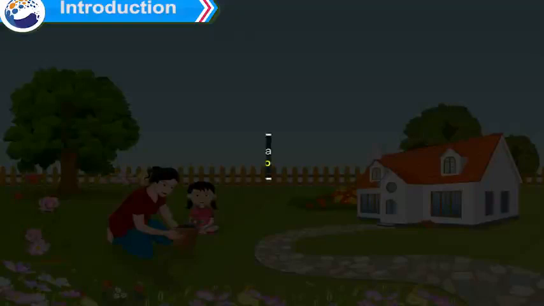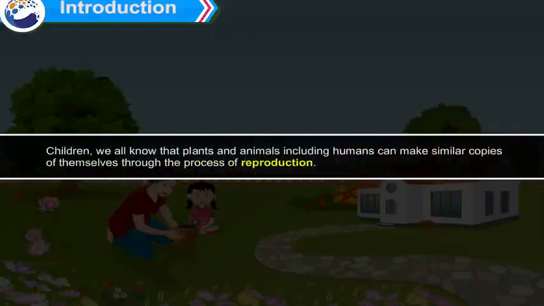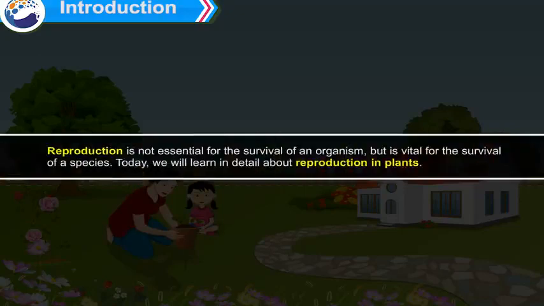Overview and objective. Children, we all know that plants and animals, including humans, can make similar copies of themselves through the process of reproduction. Reproduction is not essential for the survival of an organism, but it is vital for the survival of a species. Today, we will learn in detail about reproduction in plants.